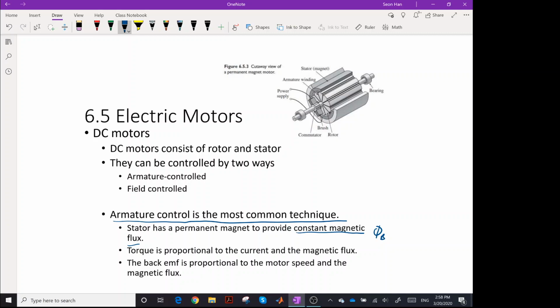If you remember from physics 2, the torque is proportional to the current and the magnetic flux. And by keeping the magnetic flux constant, now torque can be completely controlled by the amount of current that goes through. And the back EMF is proportional to the motor speed and the magnetic flux. And again, now it's determined by the motor speed.